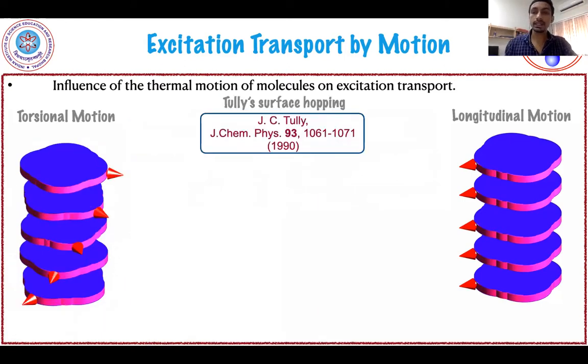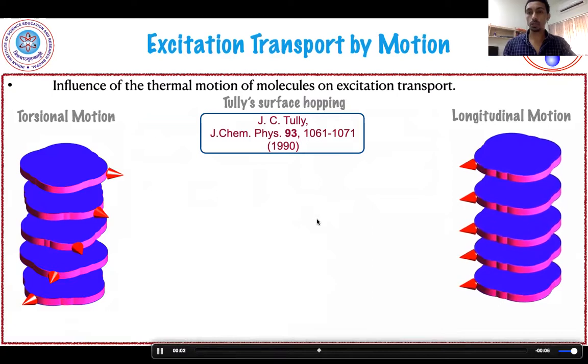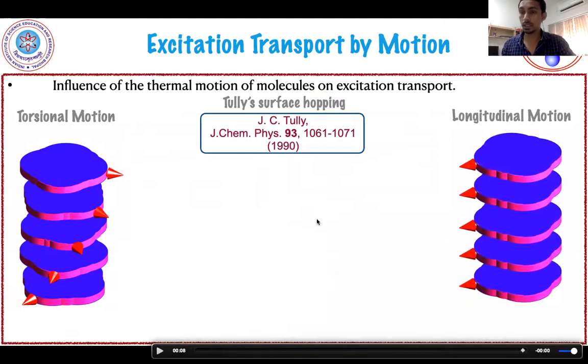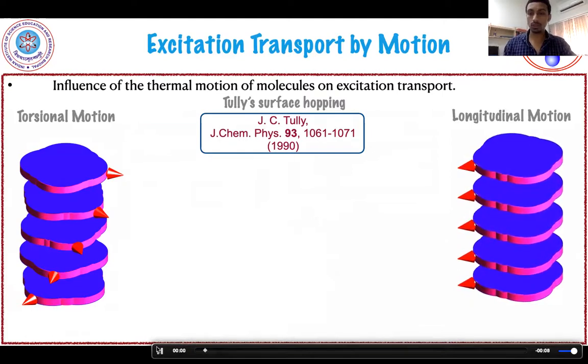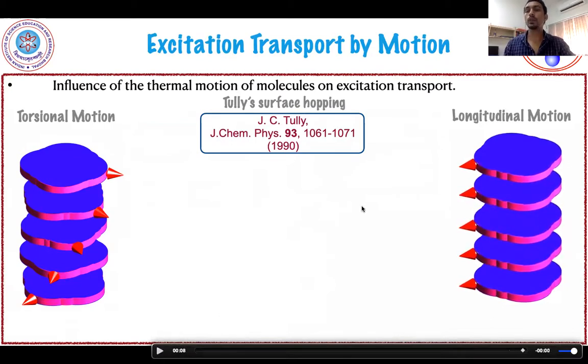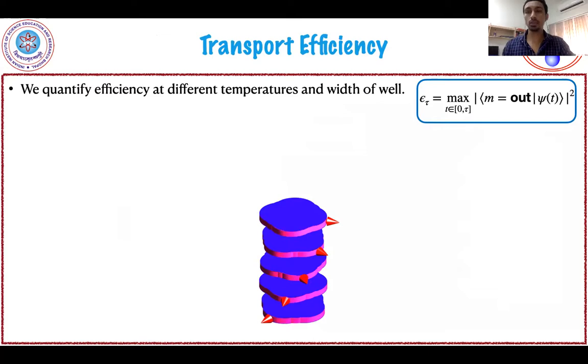Now, to study the dynamics of excitation transport as well as the motion of molecules, we use this quantum-classical Tully surface hopping algorithm, where the motion of the molecules, the motion of these blue disks that you see here, is calculated by using Newton's equation of motion. However, for the transport of excitation from one molecule to the next, we use the Schrodinger equation. This is why it is a quantum-classical method. And after doing all this, we finally calculate the efficiency of excitation transport for our system.